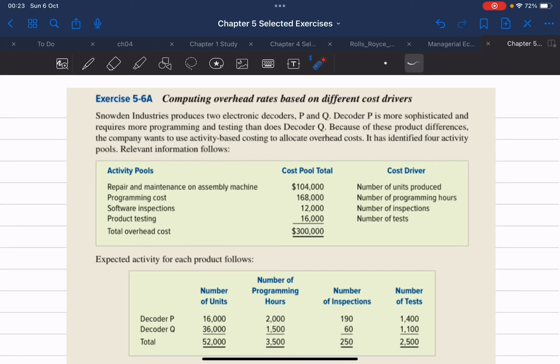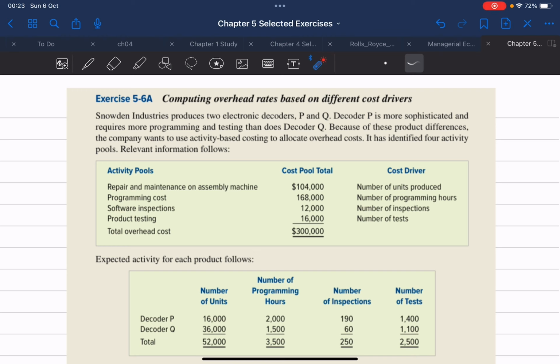This is Mohammed Aljaber. In this series we are looking at chapter 5 exercises, and in this particular video we're going to be looking at an interesting exercise, 5-6a. So let's read it together.